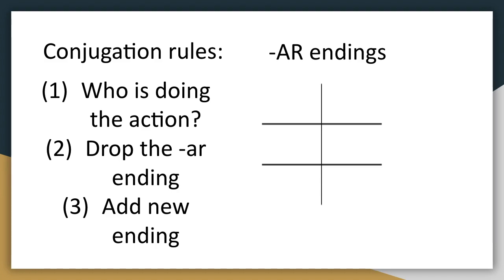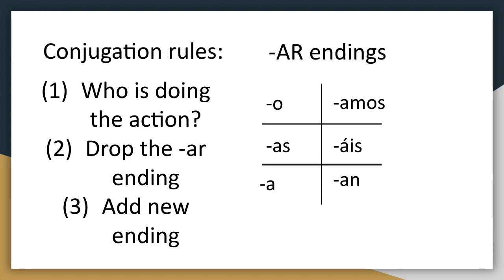Next, if we're looking at a verb that ends with the letters A and R, we're going to drop those two last letters. And then we get to add a new ending. So, let's look at these endings. We have O, as, a, amos, áis, and an. O, as, a, amos, áis, an.